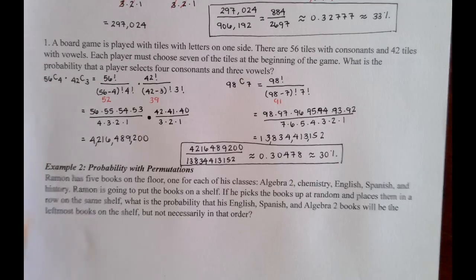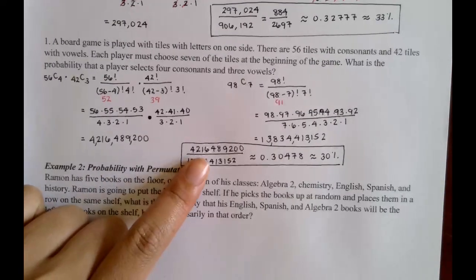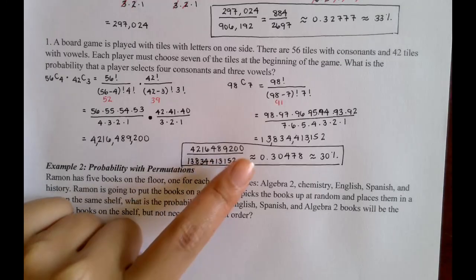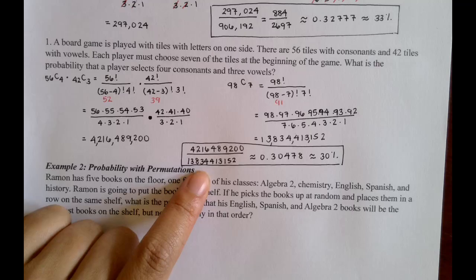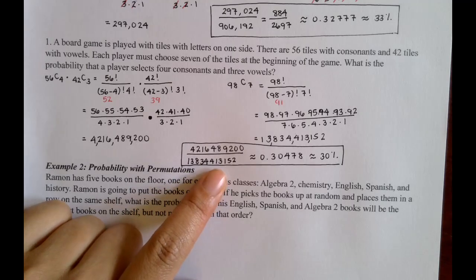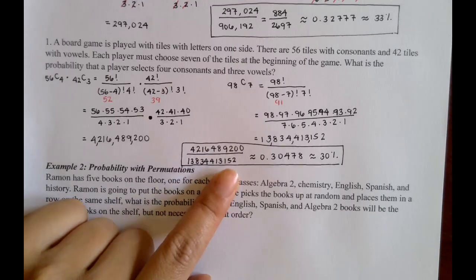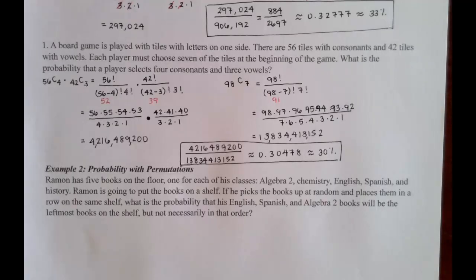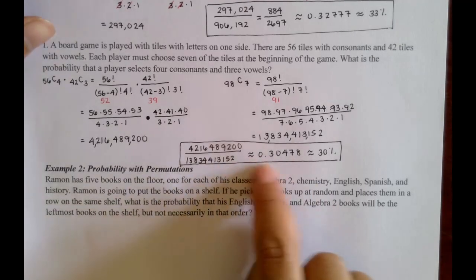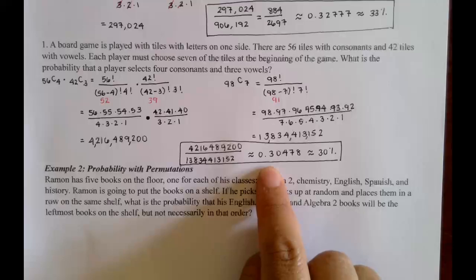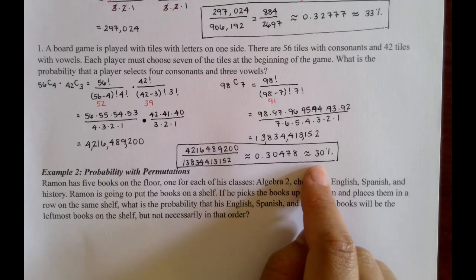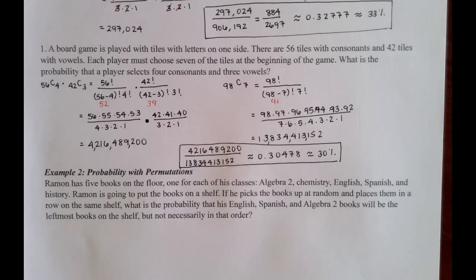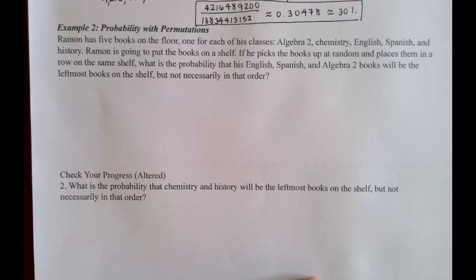Okay, you should have gotten 4,216,489,200 over 13,834,413,152, right? That's really hard to imagine what actually that is. So another way you could have also written it is as a decimal, 0.30478, which is approximately 30%, a little over 30%. Okay, and there you go. Okay, so now let's try example 2.